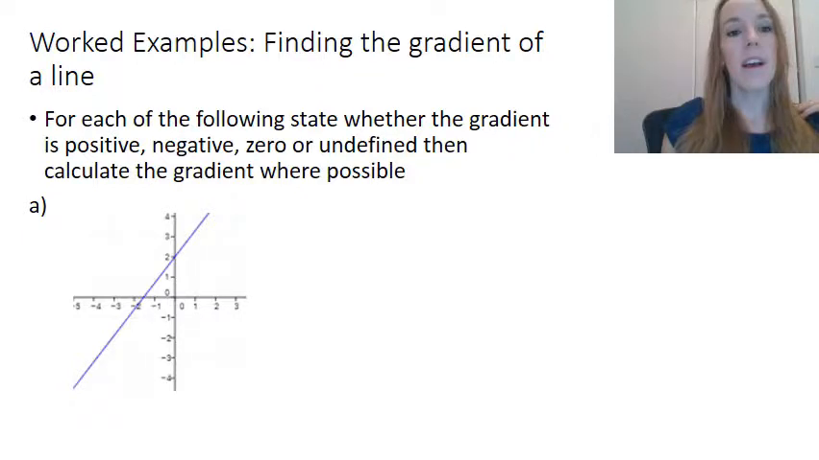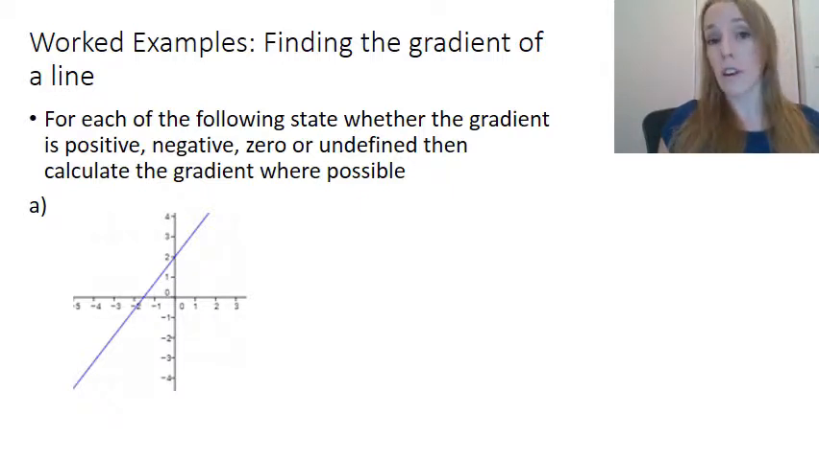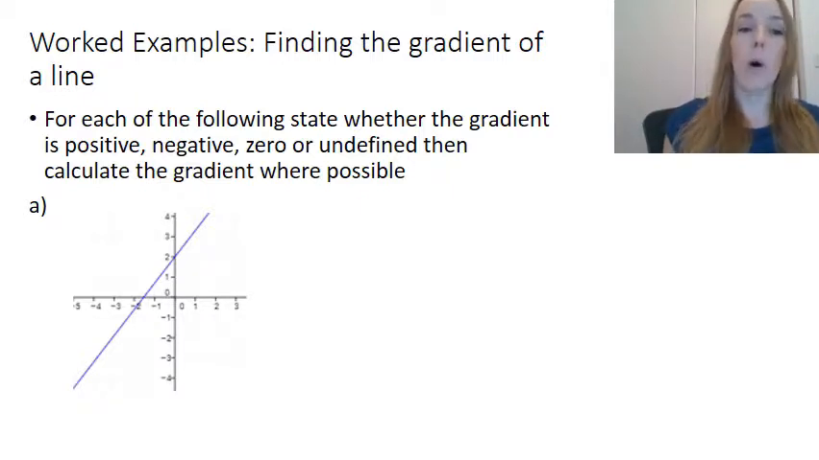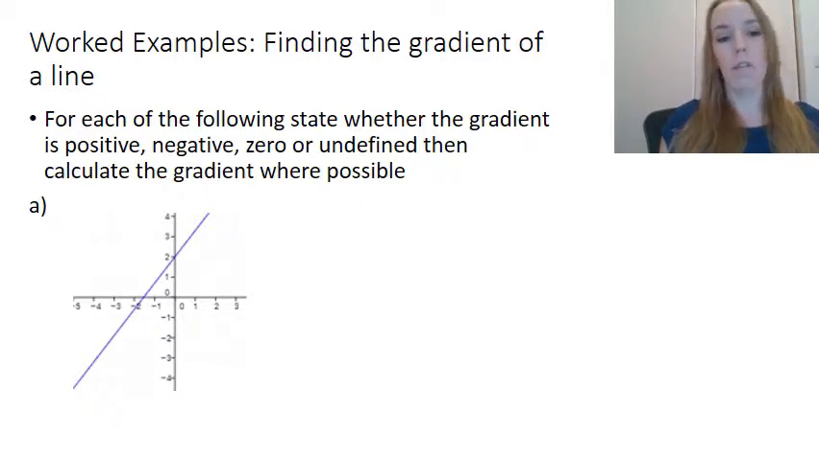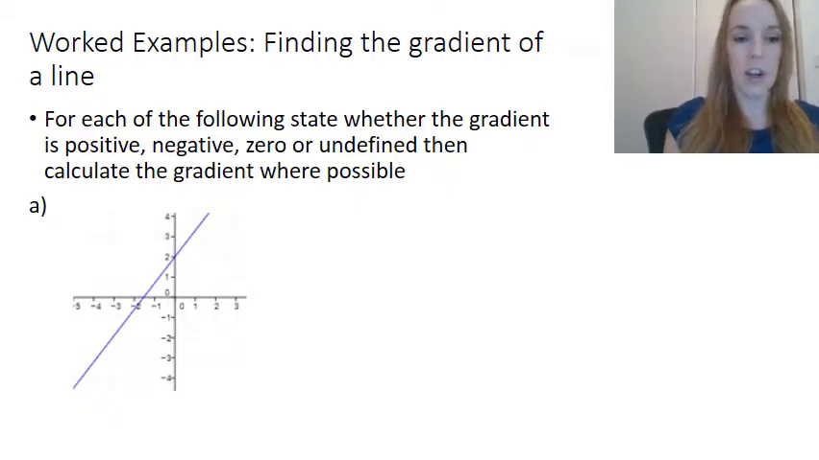Okay, so now I've got some worked examples here, finding the gradient of a line. So for each of the following, state whether the gradient is positive, negative, zero, or undefined, and then calculate the gradient where possible. So the first thing I'm going to do is decide whether we've got a positive, negative, zero, or undefined gradient. So the line isn't horizontal, so we know it's not a zero gradient. It's not vertical, so we know it's not an undefined gradient. We just have to decide whether it's positive or negative. So once you've done a few of these, just by looking at which way the line is facing, you'll be able to work it out. But for the sake of this video, we'll step it out right from the basics.